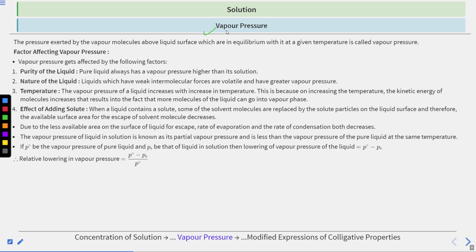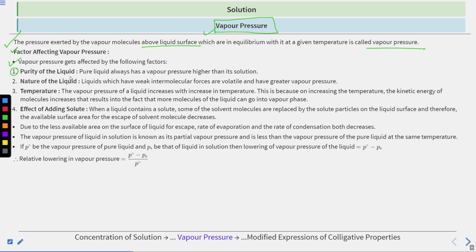Vapor pressure. So we will study now about vapor pressure. So the pressure exerted by the vapor molecules above liquid surfaces which are in equilibrium with it at a given temperature is called vapor pressure. So this is the definition of vapor pressure. And what are the factors which affect the vapor pressure?